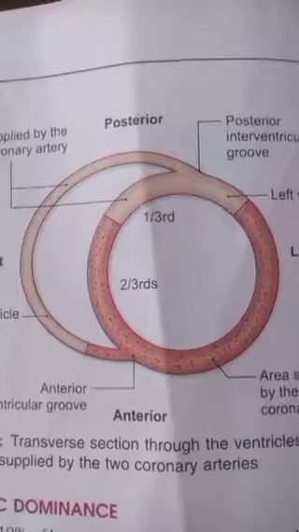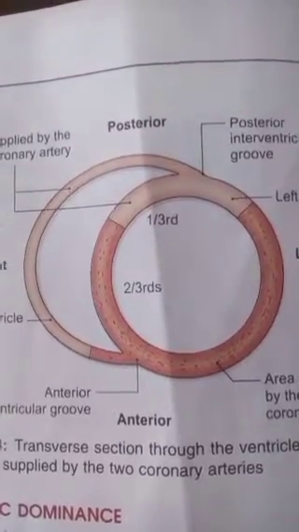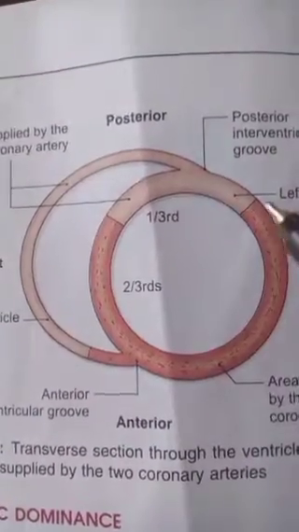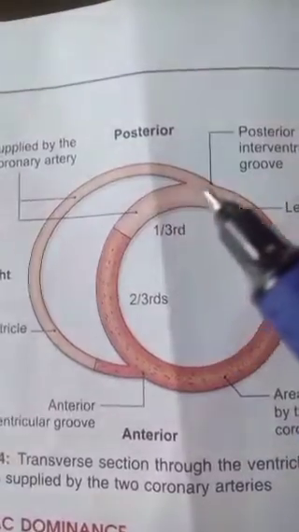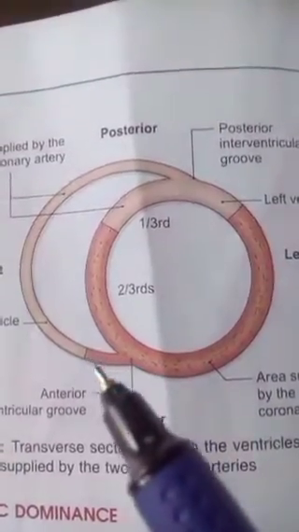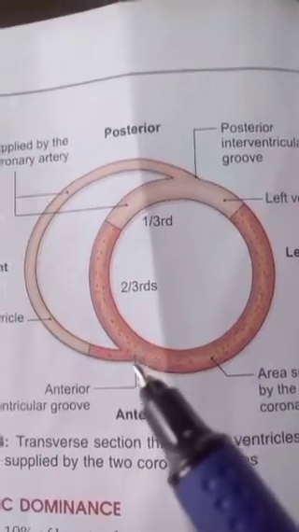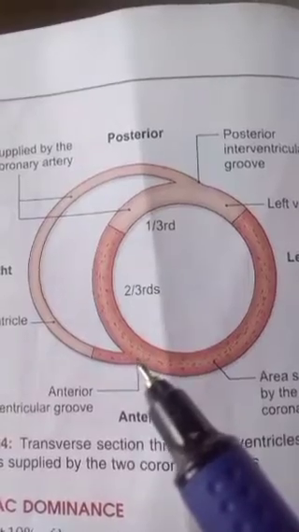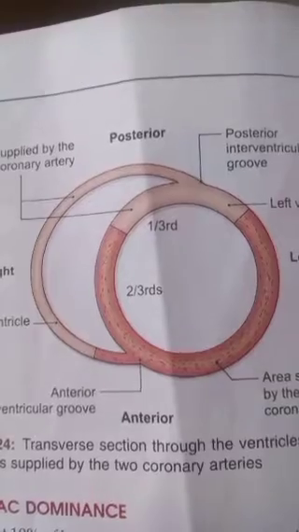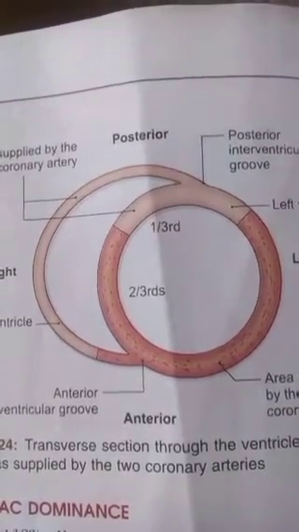The area of distribution of the left coronary artery includes the whole of the left atrium, greater part of the left ventricle except the area adjoining the posterior interventricular groove, and a very small part of the right ventricle at the area adjoining the anterior interventricular groove. It also supplies the anterior part of the interventricular septum and a part of the left branch of the AV bundle.